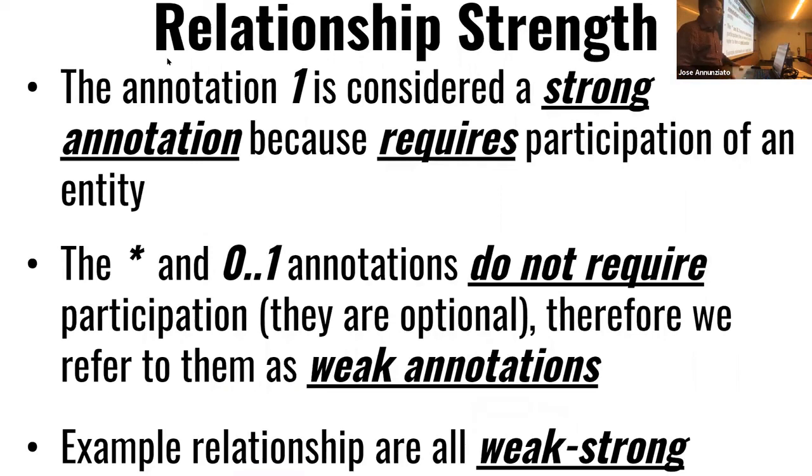Now we say that the relationship has a strength, right? The relationship has a strength. If you know exactly how many are participating in the relationship, we say that the relationship is strong. If you don't know how many, maybe it's optional, it's not required, or star, we say that it's weak. So if you say a 1-to-many, that's a strong to weak relationship, right?